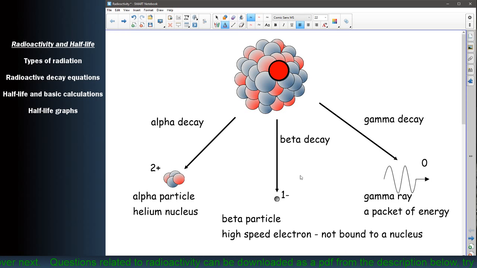So alpha decay, in theory, is probably the most dangerous one here, but in practice isn't, because it never travels far enough to be any real danger to you. Unless you're planning to eat this or inhale it, you're okay. You're fine. All right. Beta decay, on the other hand, it'll get a lot further.